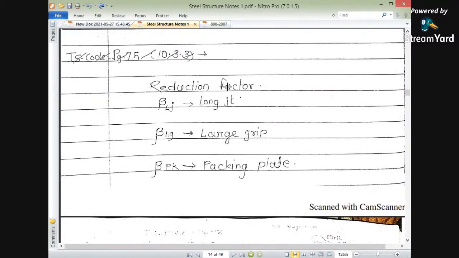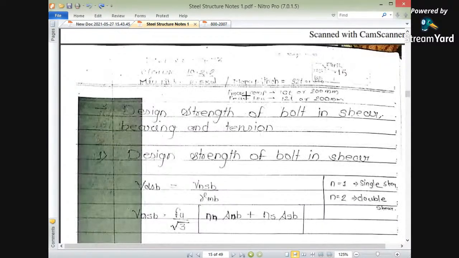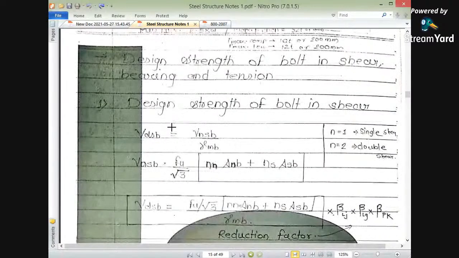Okay. Next, we will see this as per the IS code also. Next, the important criteria is this: design strength of bolt in shear, bearing, and tension.